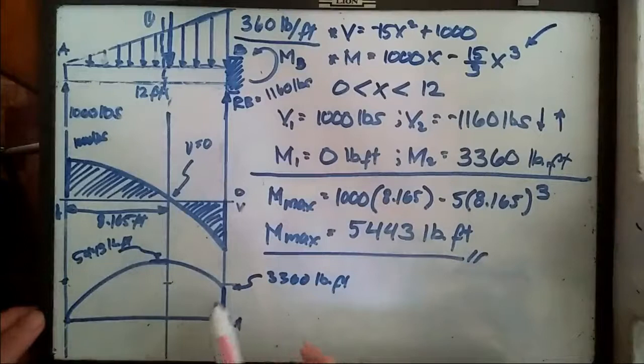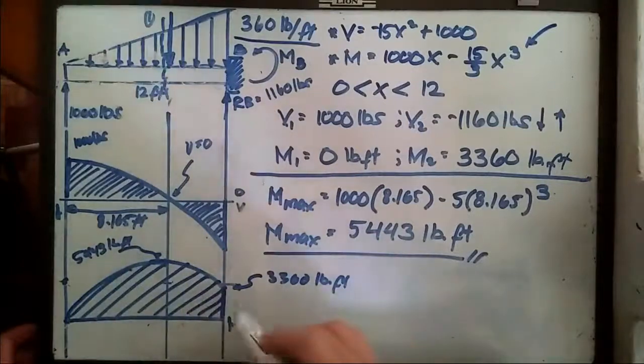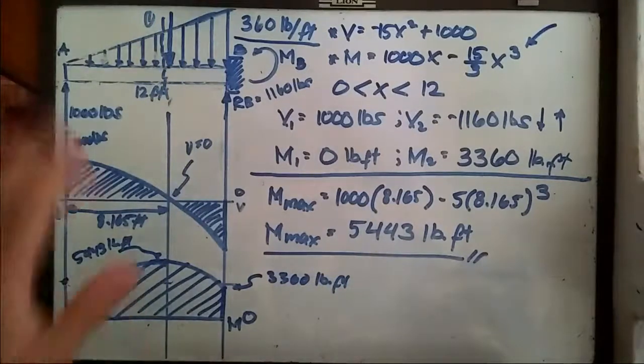So this is the bending diagram for this sample problem. So this one is 0. And basically that's it. And we managed to finally solve the shear and bending moment diagrams for this problem.